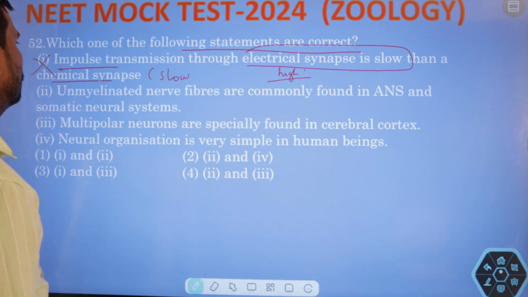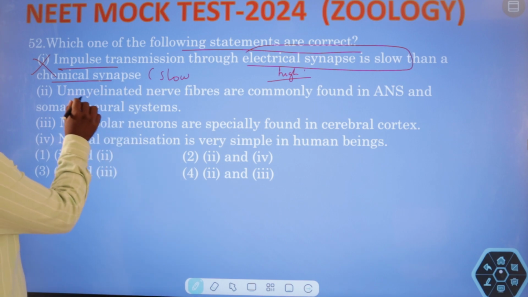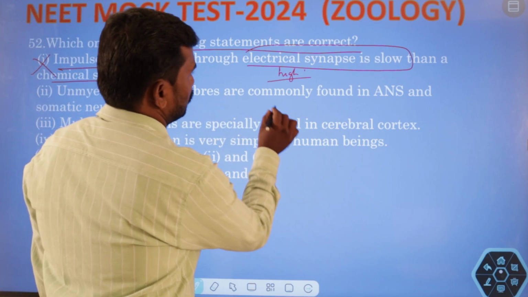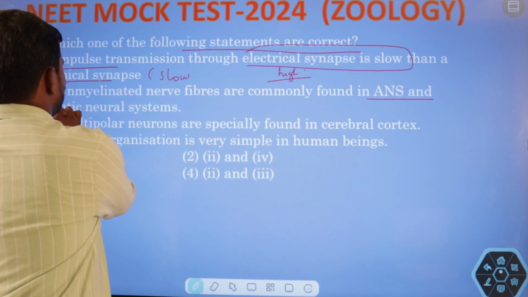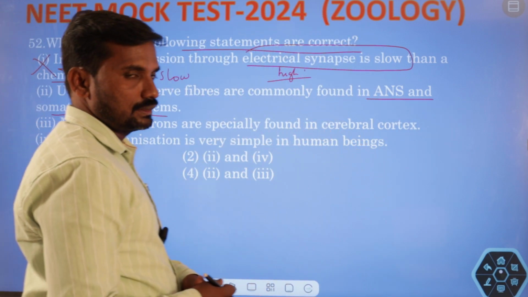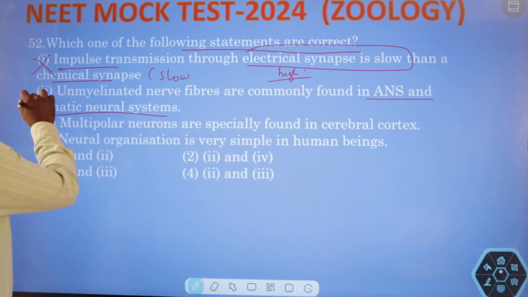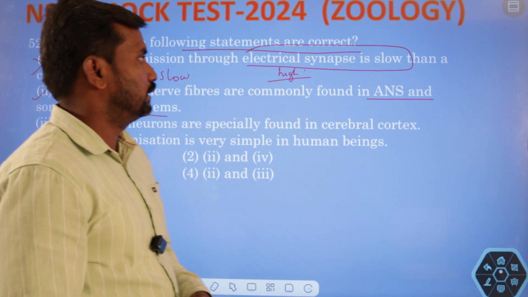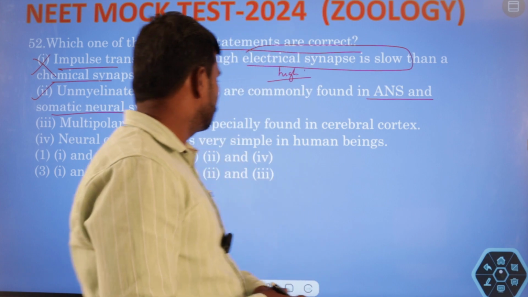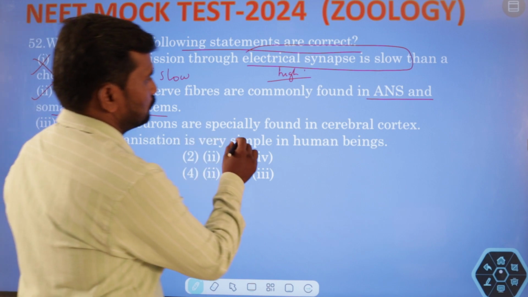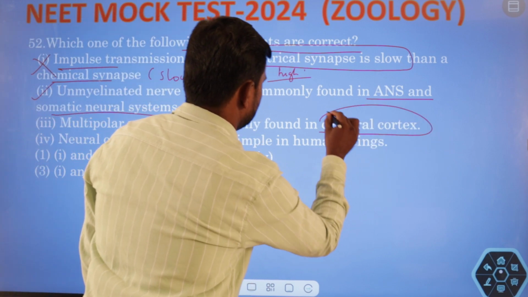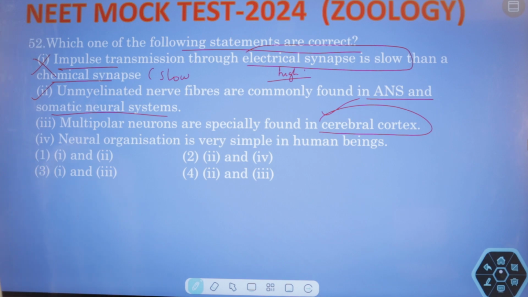The second statement says unmyelinated nerve fibers are commonly found in the autonomic nervous system and somatic neural system. This is the correct statement. Basically, the unmyelinated nerve fibers are usually present in the autonomic nervous system and somatic neural system. The third statement, the multipolar neurons are basically specialized and found in the cerebral cortex. This is also a correct statement. So the third statement is also correct.